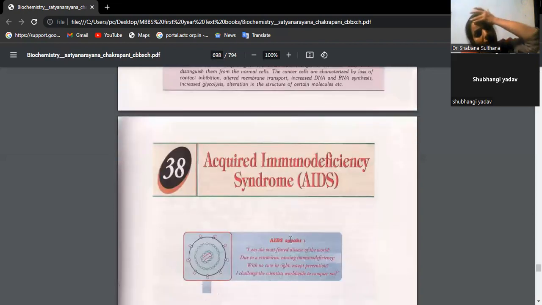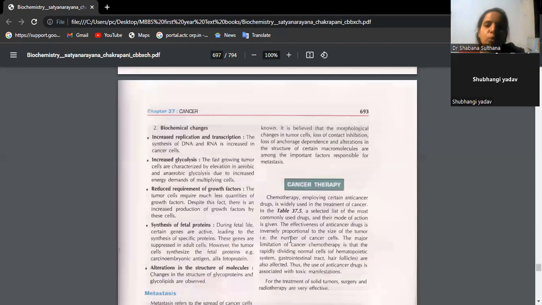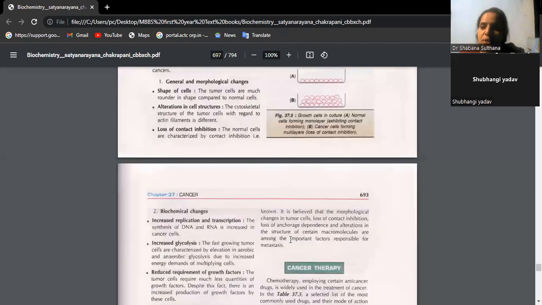So that is all about cancer, beta. Just go through the question bank and check what are the questions which have been given.